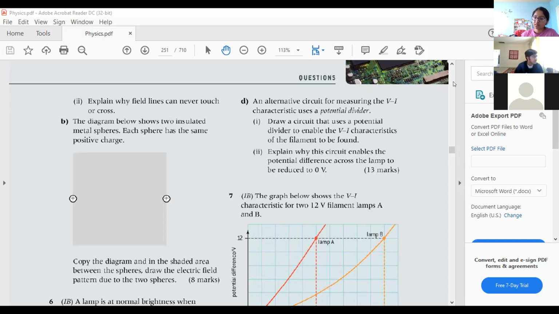Okay, here, let me see. It says 12 volts is shared by the 2 halves of the resistor. If the left-hand half has 0 resistance, then the potential difference will be 0.